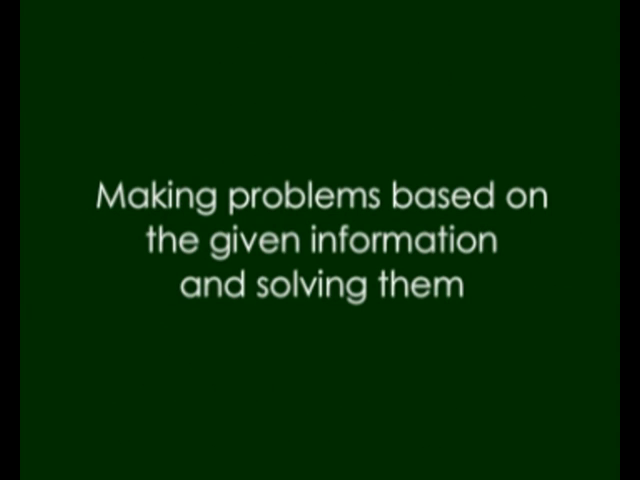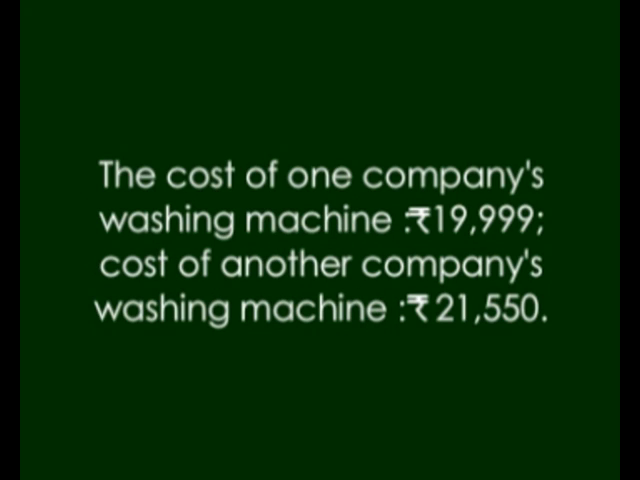Making problems based on the given information and solving them. Exercise. The cost of one company's washing machine is rupees 19,999. Cost of another company's washing machine is rupees 21,550. From this information, we have to make problems of addition and subtraction. So now let's first make the problem of addition.